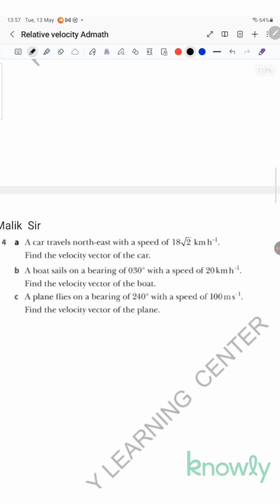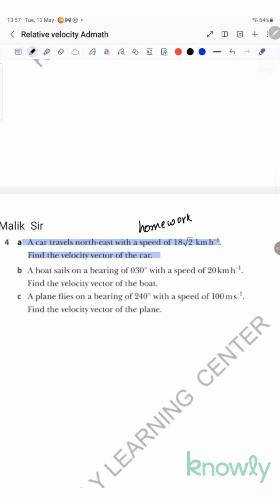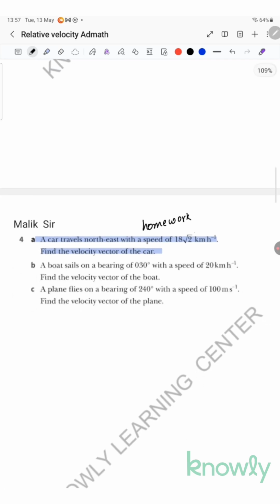Now again I will solve this question. The first one is for you guys to try. You can pause the video and try. This is homework for you. Okay, and then the next one is this: a boat sails at the bearing of 30 degrees with the speed of 20 kilometers per hour. Find the velocity of the boat. Again there are directions involved over here.